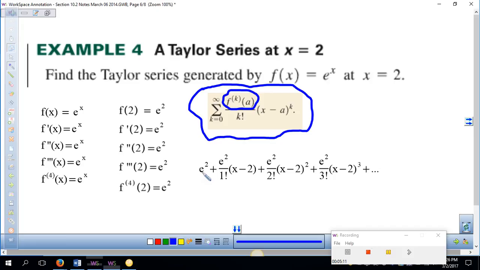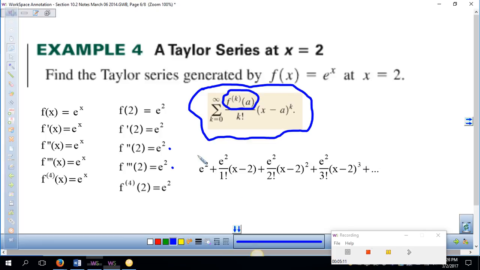So our first one would be e squared, that's f of 2, over 0 factorial times x minus 2 to the 0. So that just gives us e squared. Then we let k equal 1, and we get e squared, because that's f prime of 2, over 1 factorial times x minus 2 to the first. And we keep going with k equals 2. E squared is the second derivative here, over 2 factorial times x minus 2 to the second. And then we get e squared, the third derivative, over 3 factorial times x minus 2 to the third.